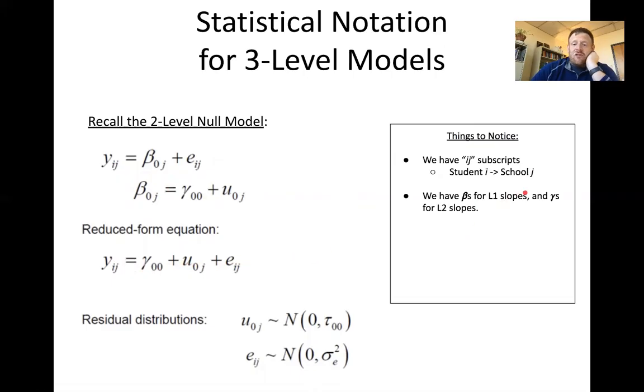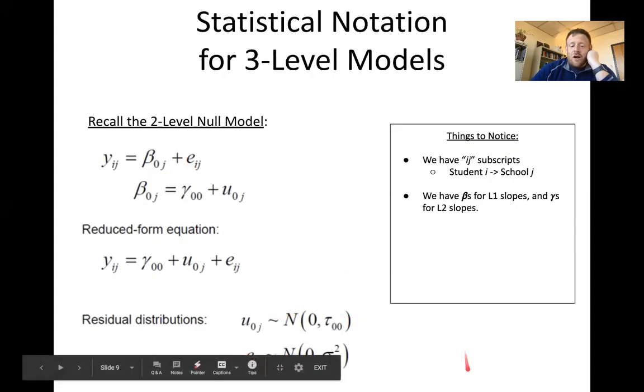We have betas for the level 1 slopes. So beta 0 is represented as an overall, what we call a grand mean, which is gamma 0,0, and then mu 0j, which is a random effect at the school level. And then, of course, at level 1, we also have an individual level term, which is epsilon ij. And we have our distribution of the random effects down here. We only have two random effects in a two-level null model. We have a random effect at level 2, a random intercept, and we have a random effect at level 1.